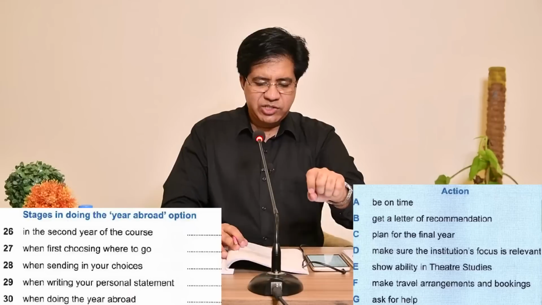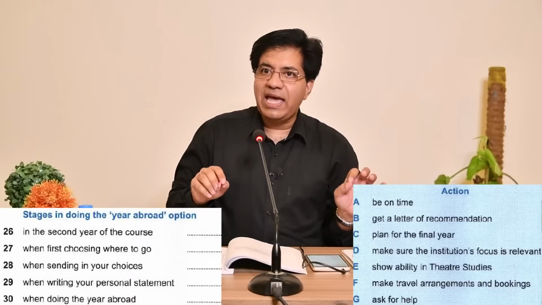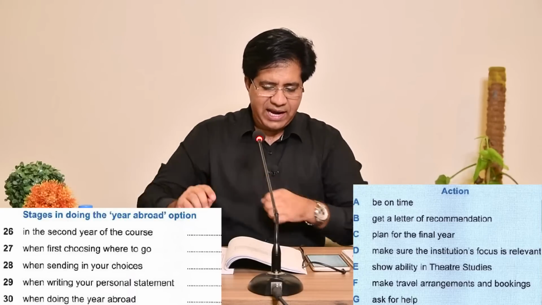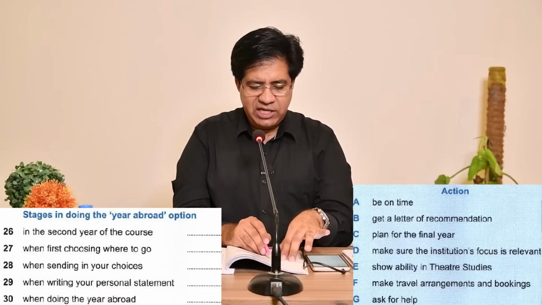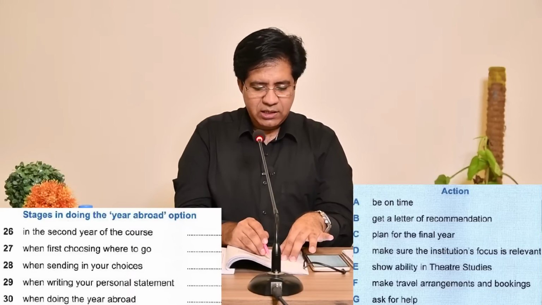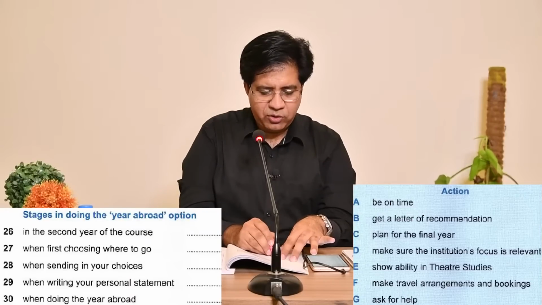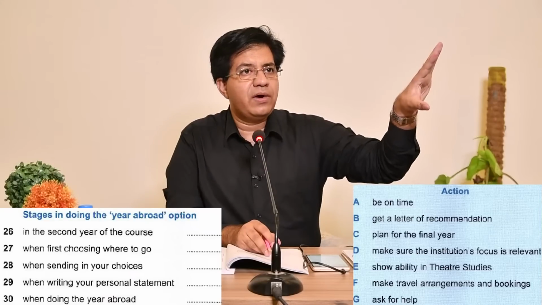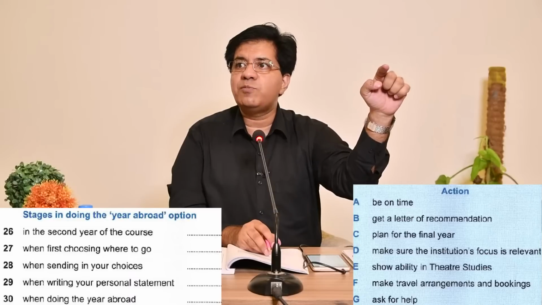So what action is needed? Now action is given in A, B, C, D, E, F, G. And the questions are actually 26, 27 and all that. Let's take a look at the question. What are the questions? Stages in doing the year abroad option. So these are stages in doing the year abroad option. So stages are like second year of the course, first choosing where to go. I mean, there isn't enough information here. Okay, you can take a look at the stages, but mainly action is more important.